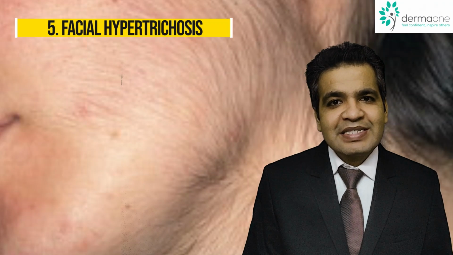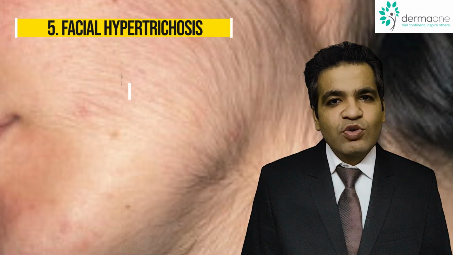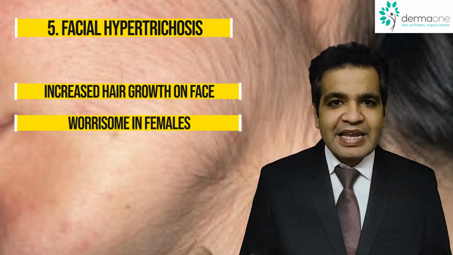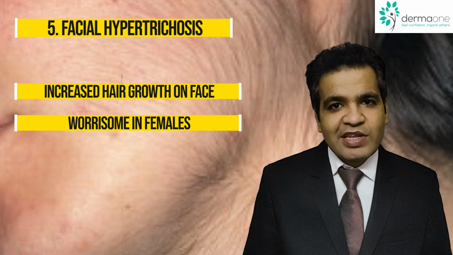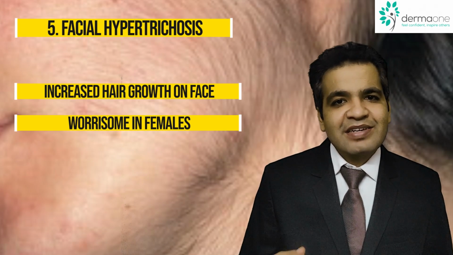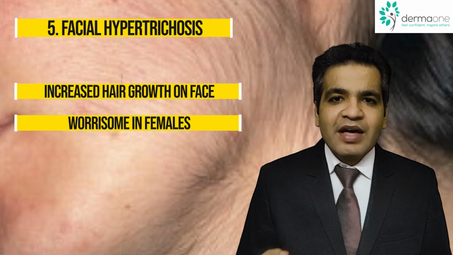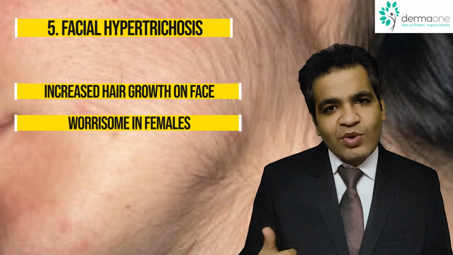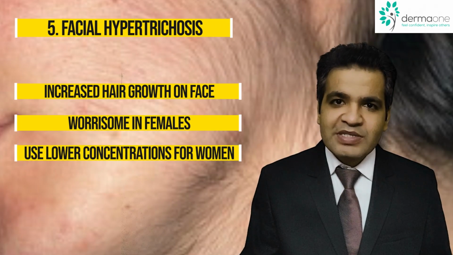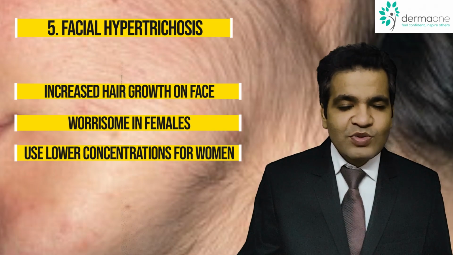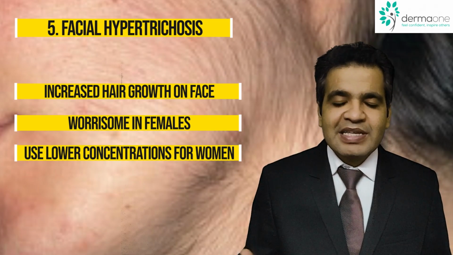Now, the next common side effect is facial hypertrichosis. What it means is it can lead to increased hair growth on your face as well. This is typically bothersome in women. So, when they are applying minoxidil, if they are not careful enough and if it comes in contact with your face, it can lead to increased hair growth in your face. To avoid this, we tend to use lower concentrations in women. That is, 2% is more preferable to avoid this side effect. If women are using 5%, there are more chances of developing this side effect.